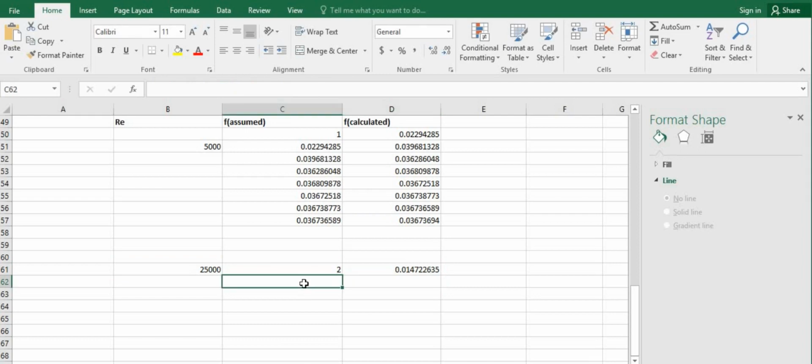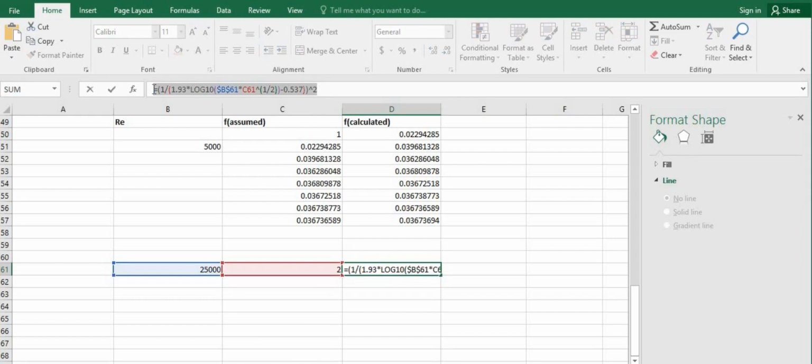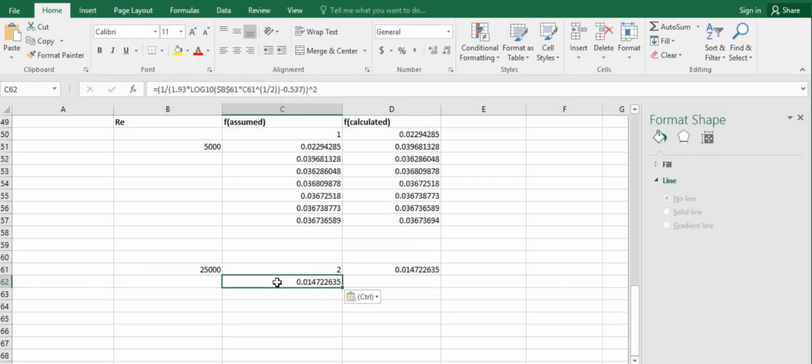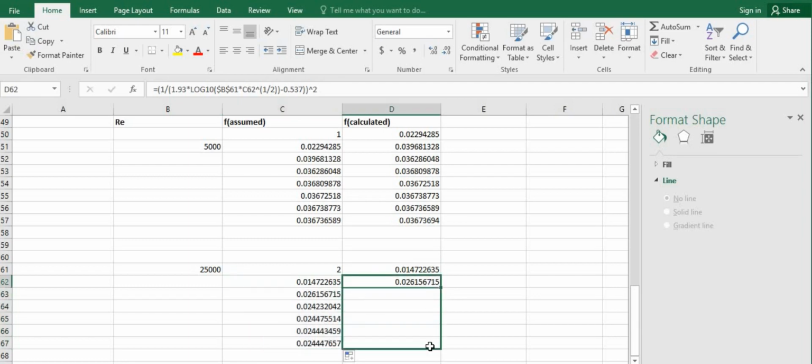Down here, your new assumed f will be a replica of this. Copy it, press enter, and then come here, paste it. Then you replicate this operation, then you replicate this, and you replicate this. Then you check whether they have comparable values. Of course, they have 0.024447, 0.024447, which when you approximate will give you 0.02445. So that's all for this.